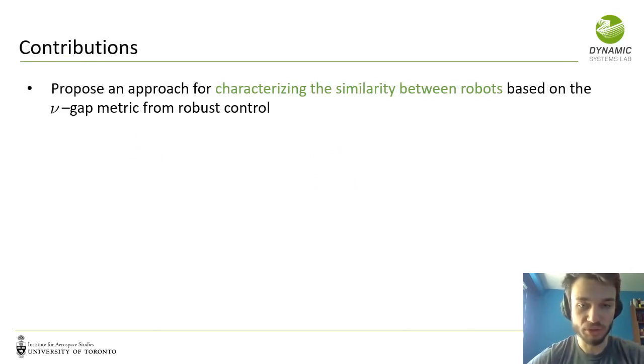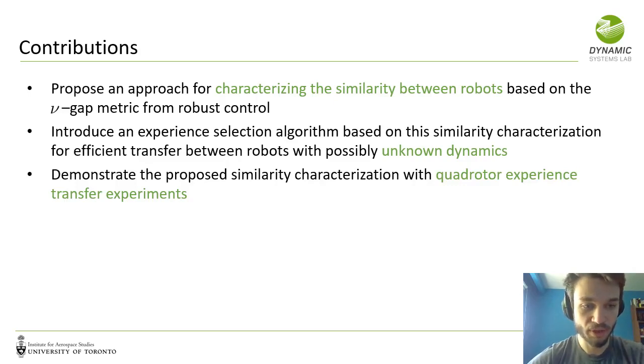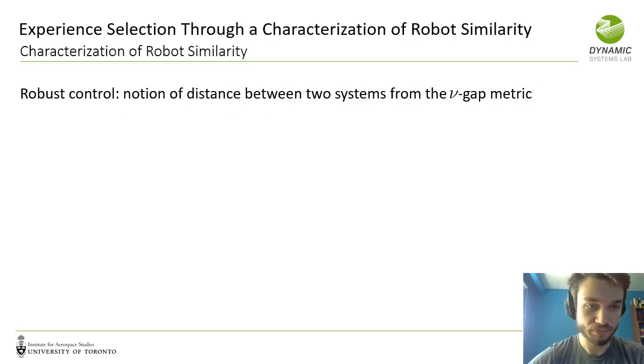We propose an approach for characterizing the similarity between robots based on the nu gap metric from robust control. We introduce an experience selection algorithm based on the similarity characterization for efficient transfer between robots whose dynamics are possibly unknown. And we demonstrate the proposed similarity characterization with quadrotor experience transfer experiments.